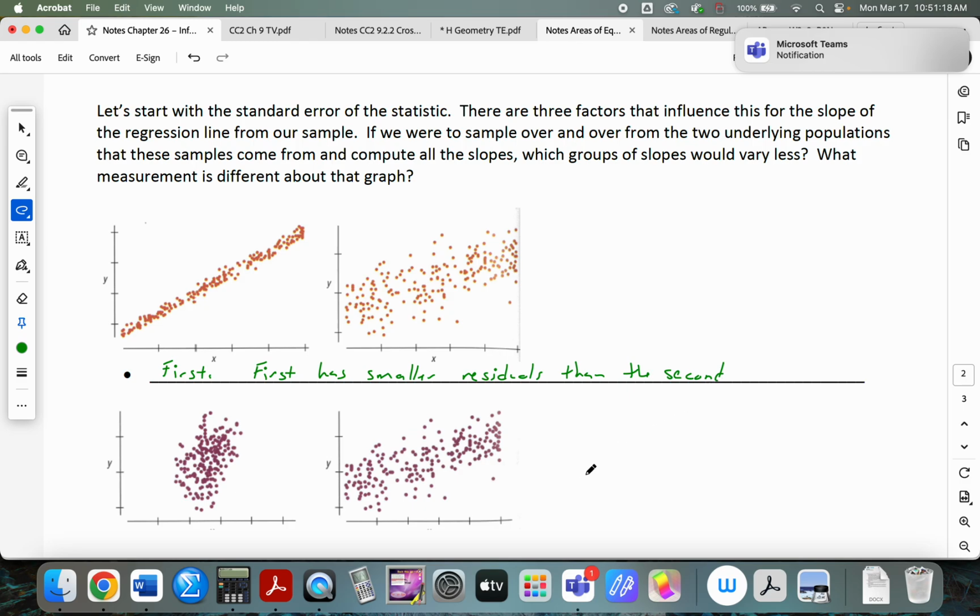Oh, these are the residual plots? No, this is not a residual plot. These are scatter plots. What do you mean by smaller residuals in the second? The residual is the distance from your regression line. So your regression line here would be like this. Your regression line here would be like this. There are bigger residuals in this second one.